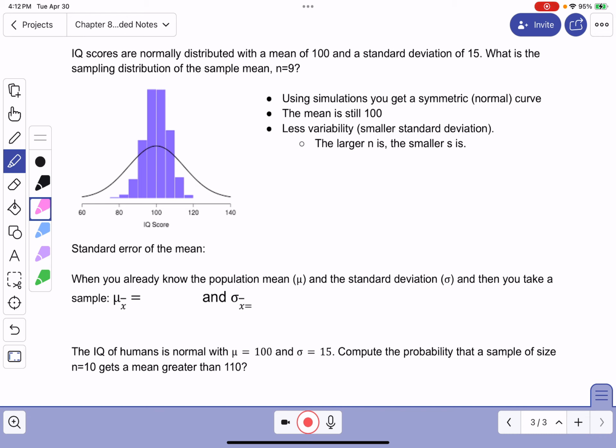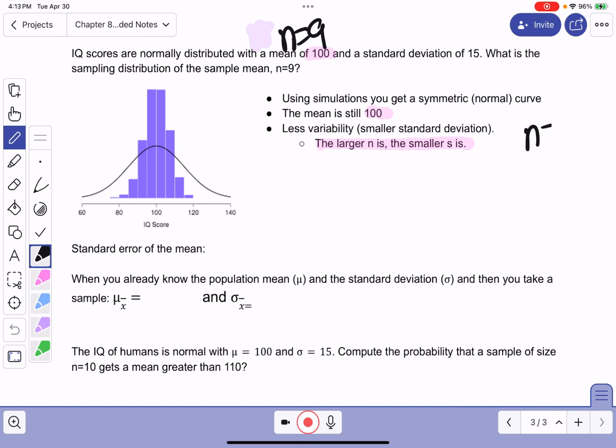So if we did that, we'd see all of the possible distributions of 9 people. So if we did a simulation, we get a whole bunch of populations of 9, and the mean is not going to change. It's going to be 100 no matter what. What changes is the standard deviation. The bigger n gets, the smaller the standard deviation gets. So n equals 9 is going to have a bigger standard deviation than n equals 100, which is going to have a bigger standard deviation than n equals 1,000.